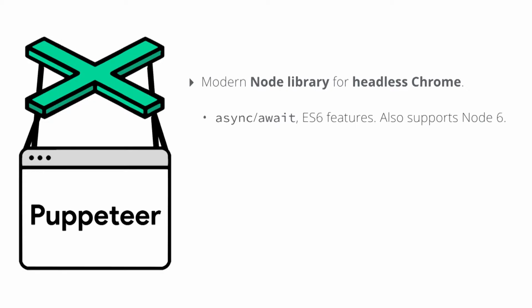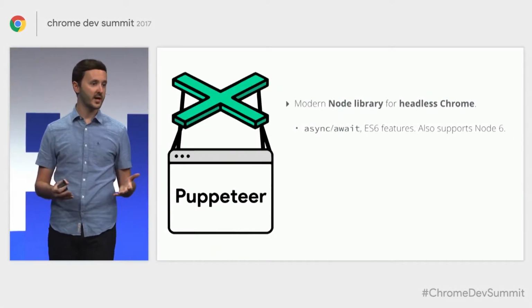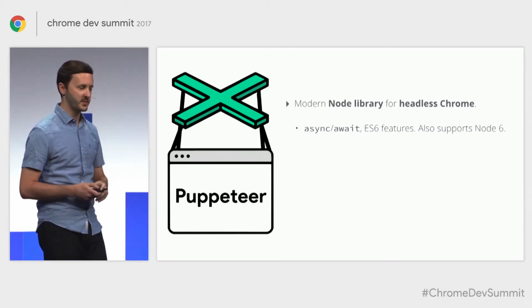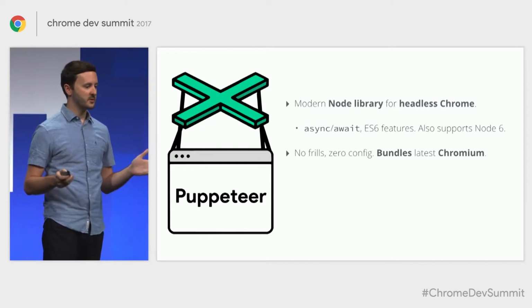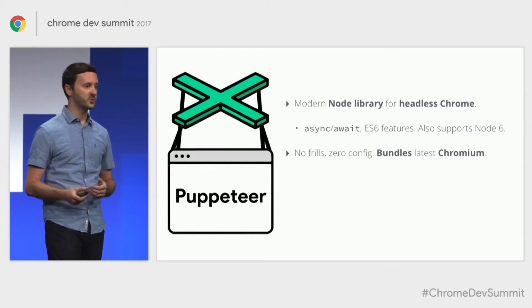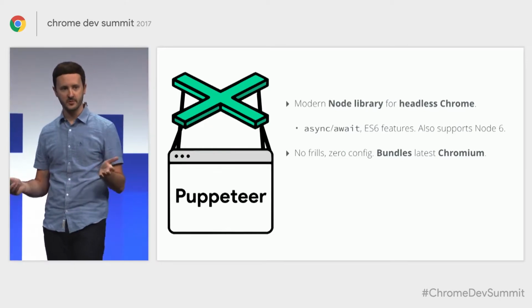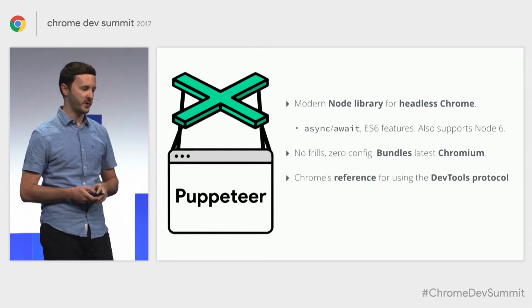But if you want to, you can use Node 6. So a really good example here is if you're in AWS Lambda functions or you're on Google Cloud that doesn't have the latest Node 8 version installed, you can actually use Puppeteer with Node 6 without transpiling. No frills, zero config. We actually bundle Chrome, so we'll pull down Chrome when you npm install Puppeteer. This is really nice because you don't have to deal with those details. You can kind of just write your code and have it run, and Chrome will just be there for you.